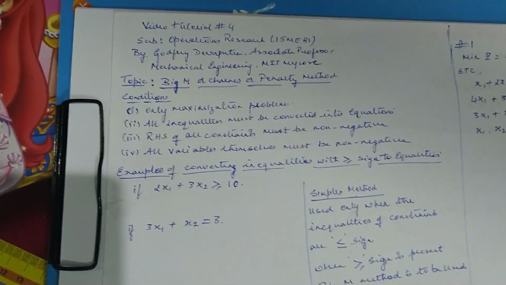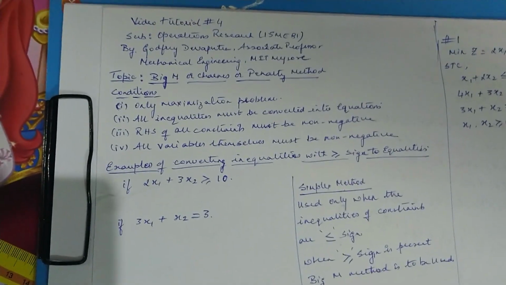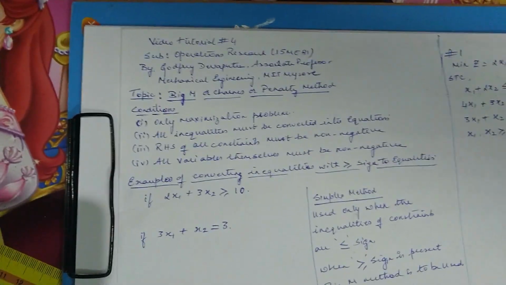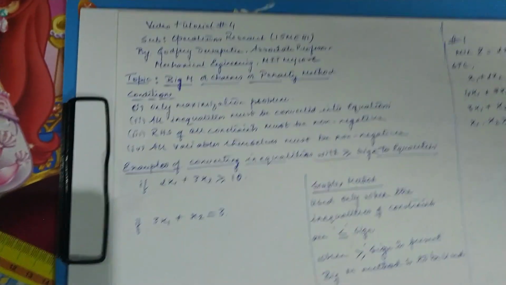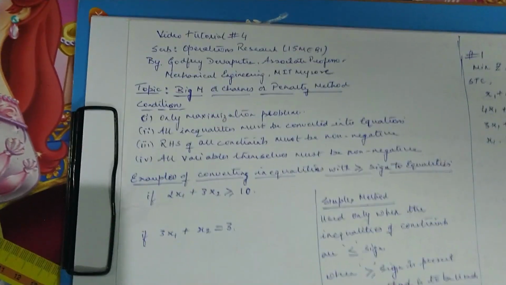Earlier in the video that I had shared with you, we had discussed the simplex procedure in order to solve an LPP. In continuation to that, now I'm going to teach you something which is called the Big M method, which is also called the chance or penalty method.